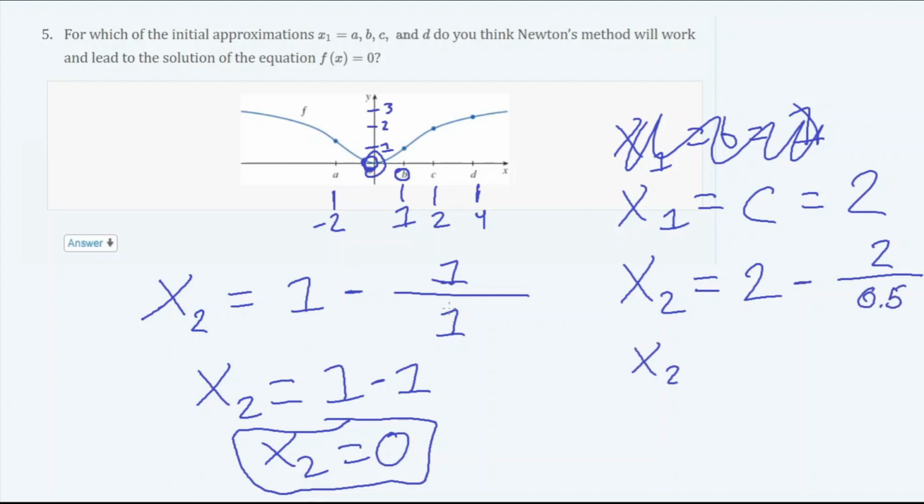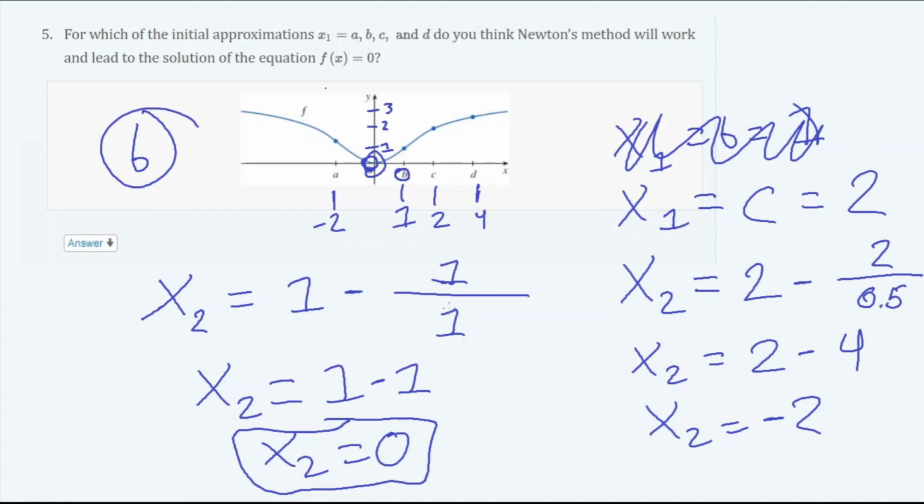And then if we simplify it, it's going to be x2 is equal to 2 minus 4. And that's going to be x2 is equal to negative 2. And negative 2 is substantially farther from the 0 than the approximation we made earlier. So we can clearly see that B is the best initial approximation for us to make to lead us to a solution of f of x equals 0.